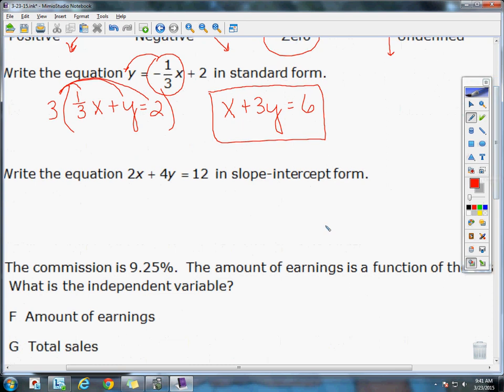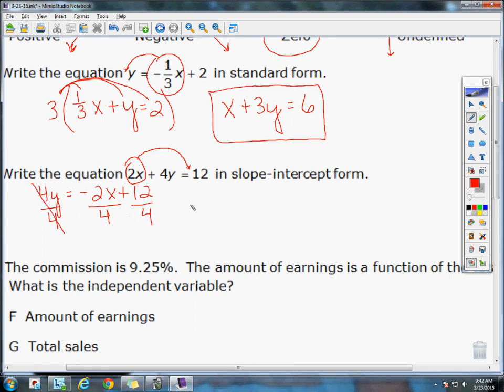Number 17, write the equation 2x plus 4y is equal to 12 in slope-intercept form. Okay, so again, you're going to do your exciting move. So you have a positive 4y is equal to, if that's a positive 2x, when you move it over, it becomes negative 2x plus 12. And then we're going to do the great divide. So you have a 4 in front of the y, so you're going to divide everything in here by 4.